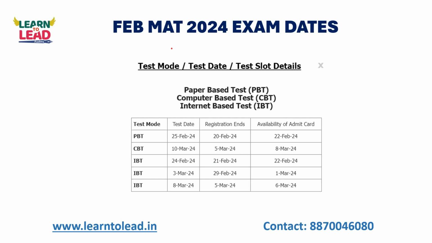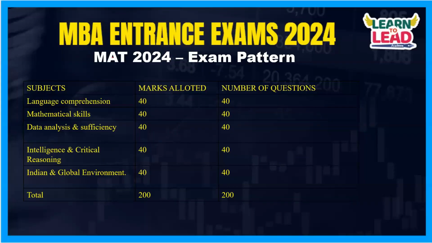The first IBT is on 24th Feb. The registration ends on 21st Feb and you can download your admit card from 22nd Feb. The second IBT is on 3rd March. Registration ends on 29th Feb and you can download your admit card from 1st March. And the third IBT is on 8th March. Registration ends on 5th March. You can download your admit card from 6th March.